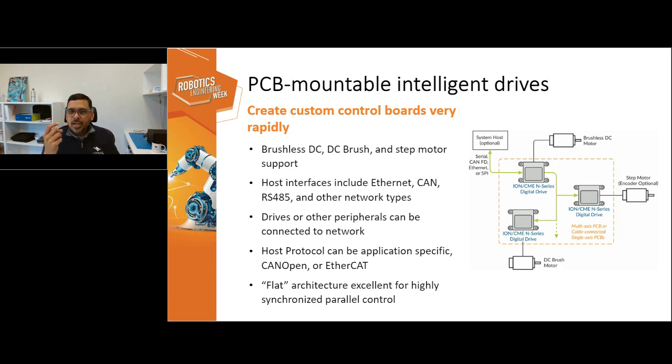And then we have an expansion network that you can plug multiple of these N-series drives into to control other axes. So as a host, it looks like you're talking to a 4-axis machine, and it does the translation and controls the remote axes. So there's a lot of sophistication in this drive in terms of intelligent expansion network control.